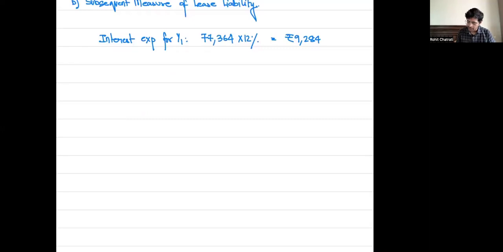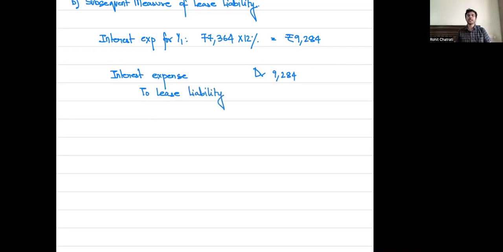What is the journal entry for this interest expense? The journal entry is going to be interest expense debit 9,284, and we are going to credit the lease liability. We are basically increasing our liability. Just like how in the case of borrowings we do interest expense to accrued interest, over here we are doing interest expense to lease liability of 9,284. So the lease liability increases as a result of interest accrual.